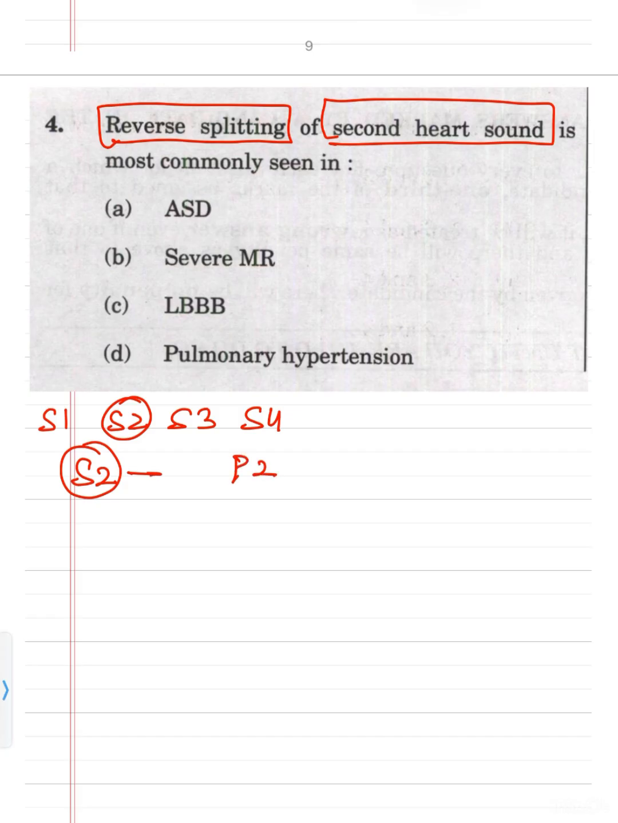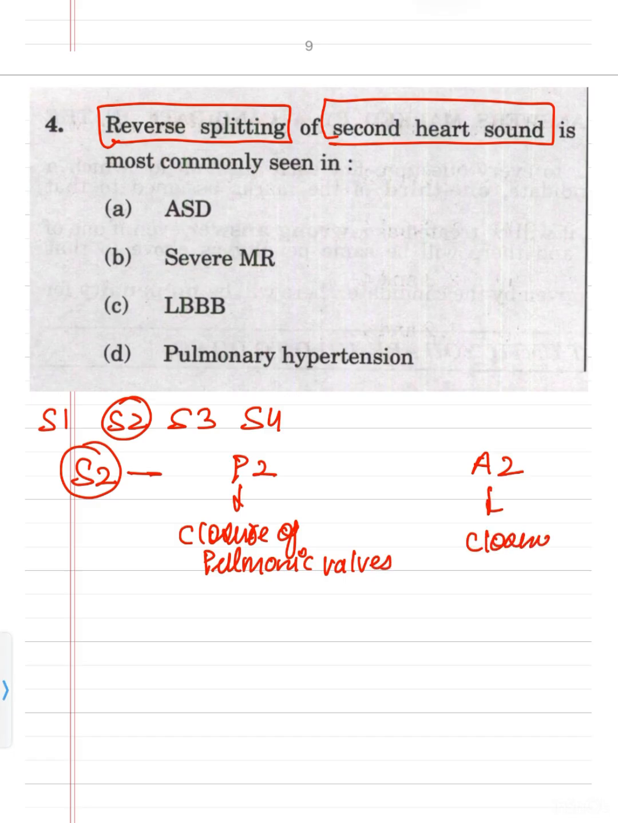S2 is the second heart sound. It consists of P2 and A2. P2 is because of the closure of the pulmonic valves, meaning valves in the pulmonary artery. A2 is because of the closure of the aortic valves in the aorta.